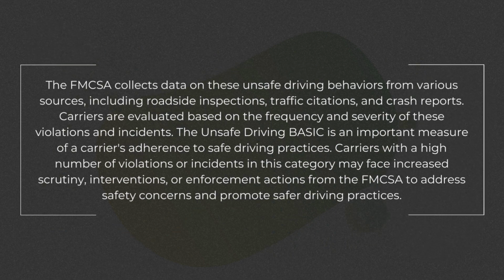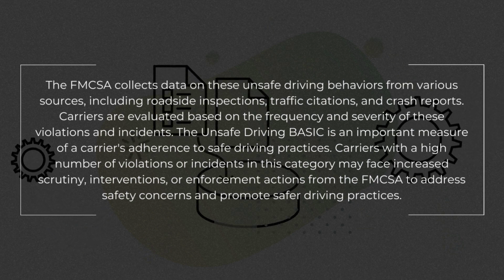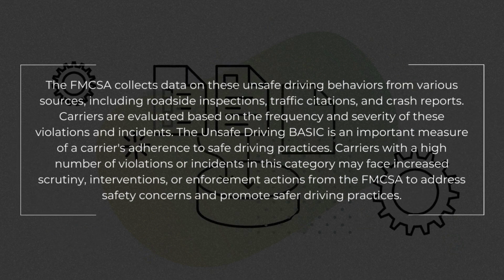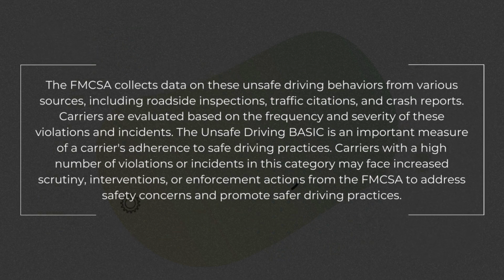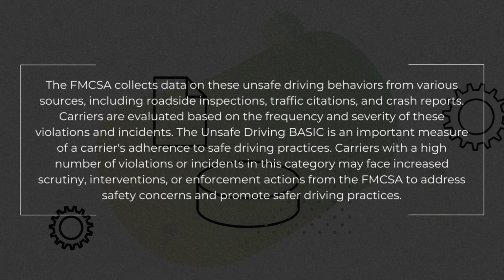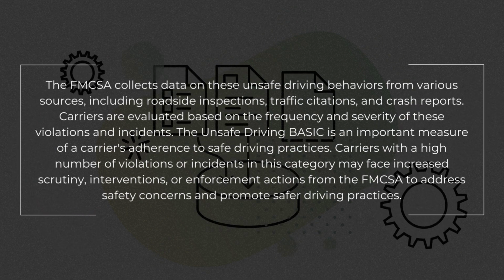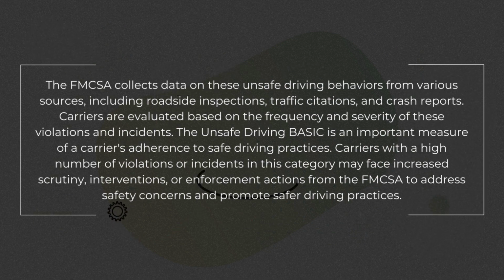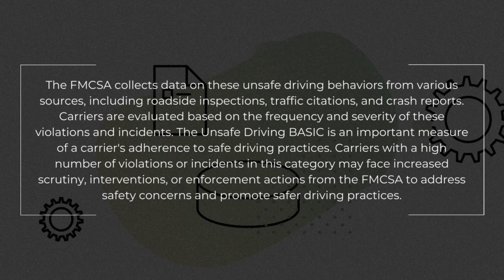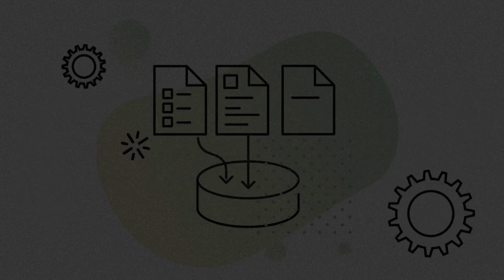The FMCSA collects data on these unsafe driving behaviors from various sources, including roadside inspections, traffic citations, and crash reports. Carriers are evaluated based on the frequency and severity of these violations and incidents. The Unsafe Driving Basic is an important measure of a carrier's adherence to safe driving practices. Carriers with a high number of violations or incidents in this category may face increased scrutiny, interventions, or enforcement actions from the FMCSA to address safety concerns and promote safer driving practices.